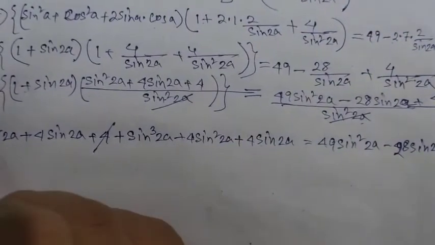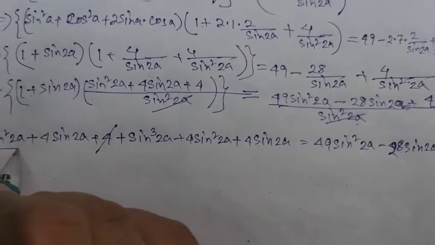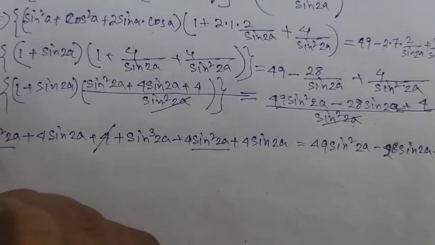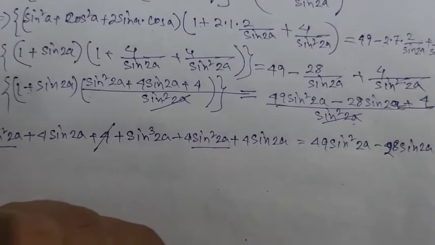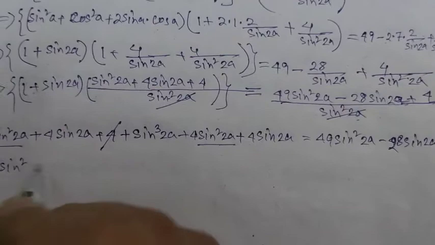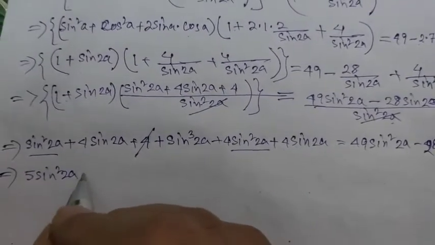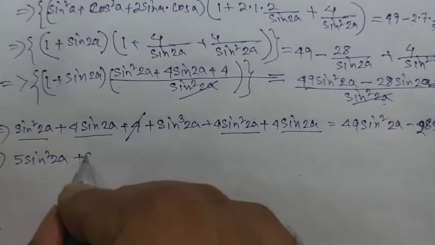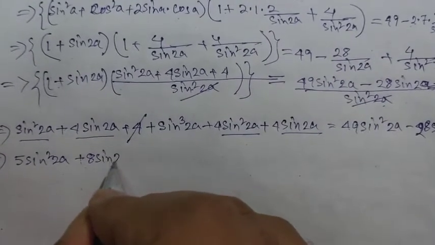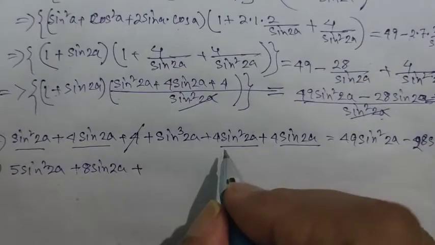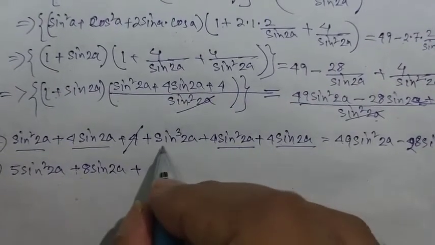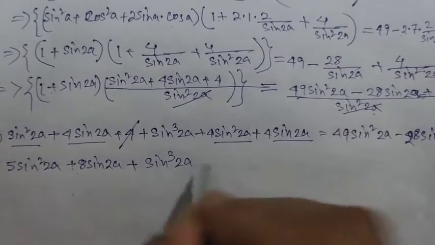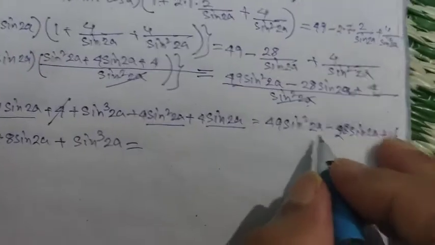Now we need to arrange sin square 2A, and we need to add here 4 sin square 2A. So sin square 2A, 4 sin square 2A, it becomes 5 sin square 2A, plus 4 sin 2A, 4 sin 2A, that is 8 sin 2A, plus sin cube 2A, sin cube 2A equal to 49 sin square 2A.